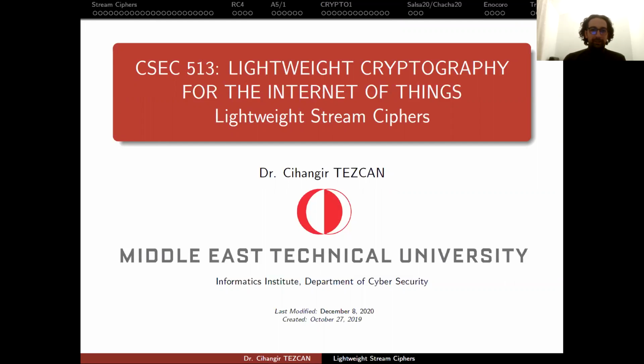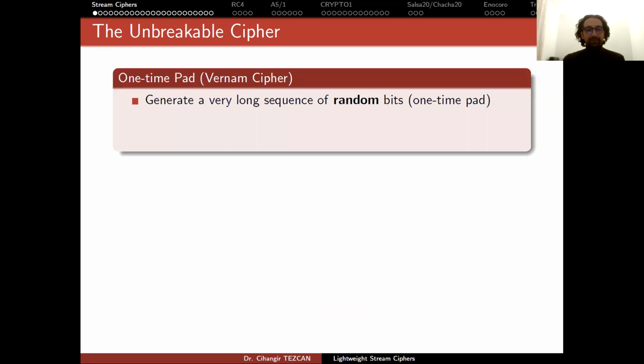But let's start with the basic idea behind stream ciphers. In order to understand stream ciphers, we first need to know what a one-time pad is. So let's start with a one-time pad, which is also known as the Vernam cipher. So the idea is as follows. This is actually an unbreakable cipher, by the way.